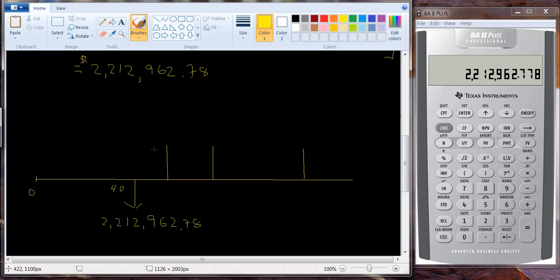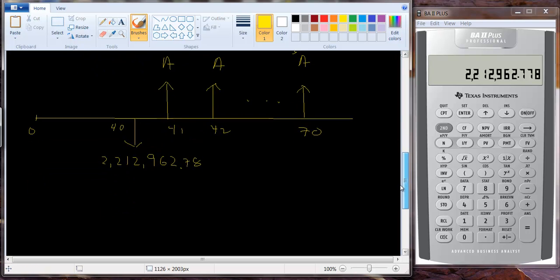$2,212,962.78. And then we're asking ourselves, how much can you take out each year in year 41, year 42, okay, on and on, out to year 70. Okay, that's 30 years.